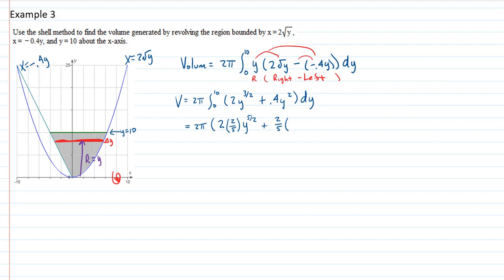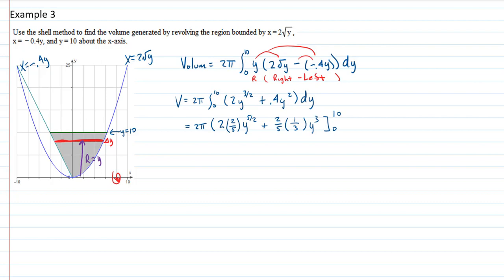I'm just changing that decimal to a fraction because fractions are easier for me to think about. Add 1 to the exponent, and that gives us a y cubed. Divide by that exponent. It's the same thing as multiplying by 1/3. And then we're going to evaluate this from 0 to 10.